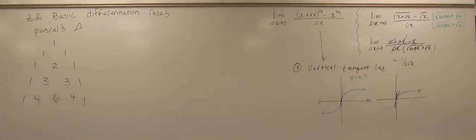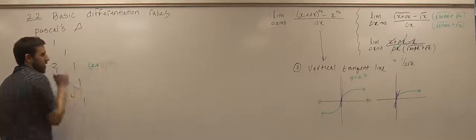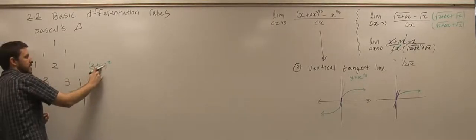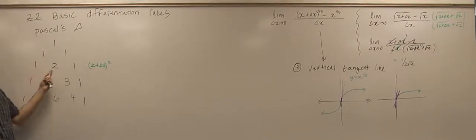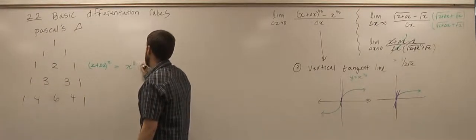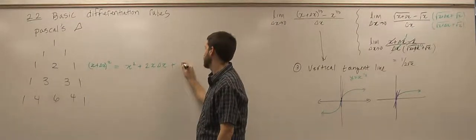So what's cool about this is you can use it to square and cube things really fast. Let's start with this one, because this one's kind of the most interesting. You can use this to do x plus h squared really quickly. It gives you the coefficients, I guess we did delta x. You can do x plus delta x squared really quickly. This gives you the coefficients that you get in the result. You get 1x squared plus 2x delta x plus 1 delta x squared.